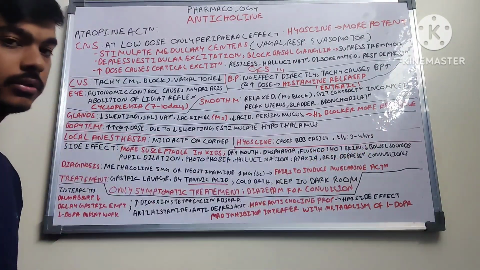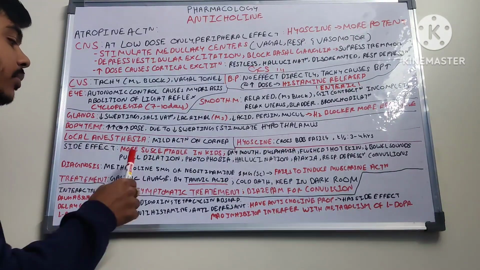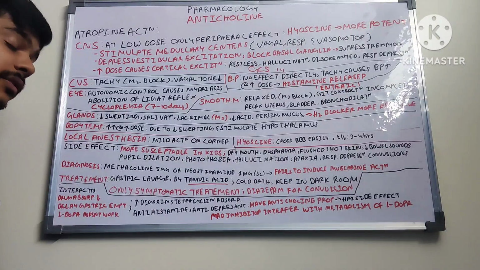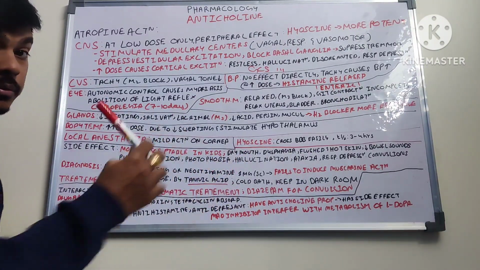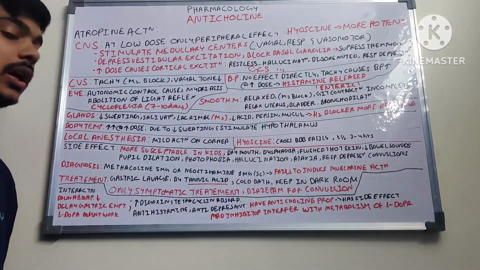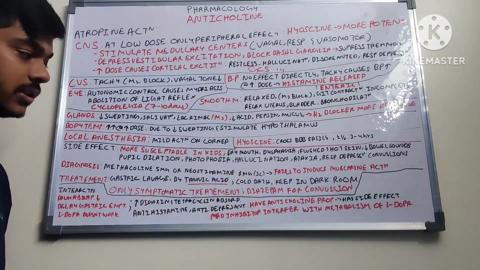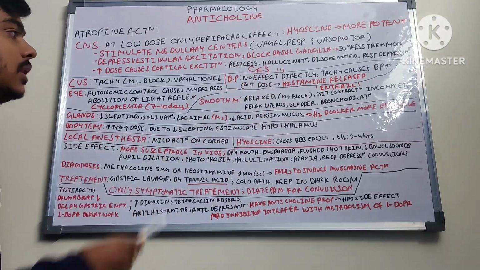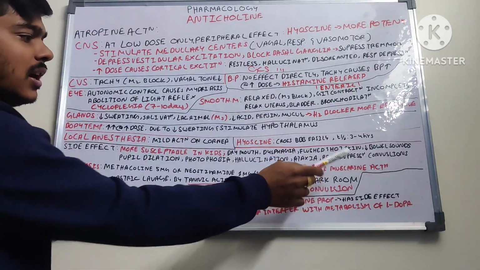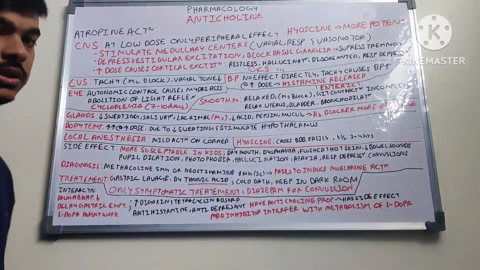Next, the bowel sounds decrease. Pupil dilation takes place. Photophobia, the patient fears light. Photophobia also happens in the case of meningitis, but it is also a side effect of atropine poisoning. Hallucinations, yes, as I told you, in high doses it causes cortical excitation, and the patient feels hallucinations. Ataxia, respiratory depression, and convulsions.